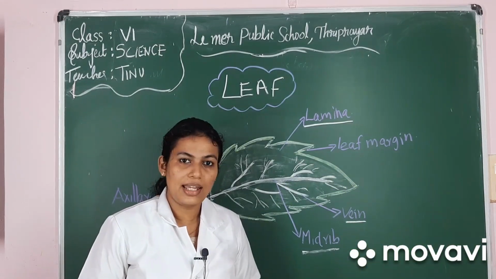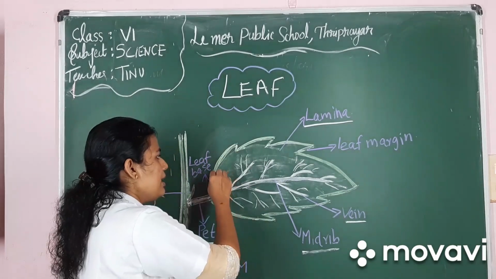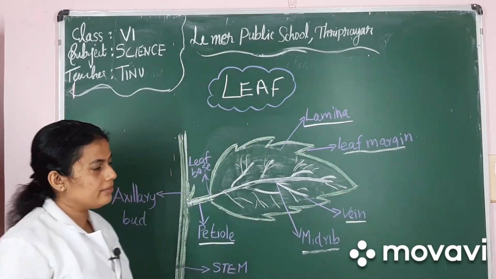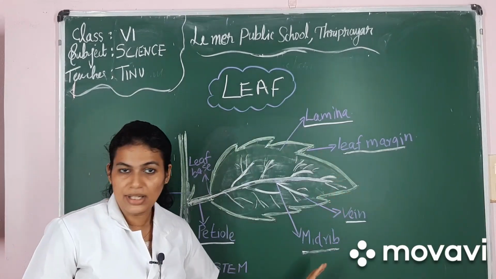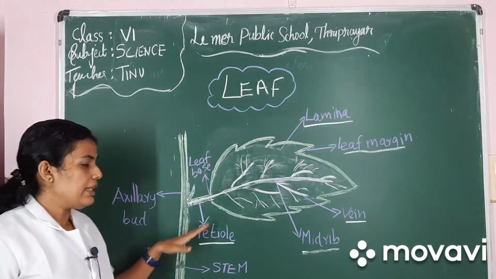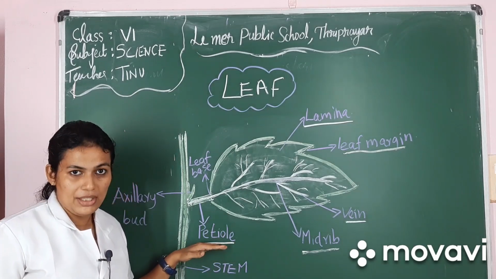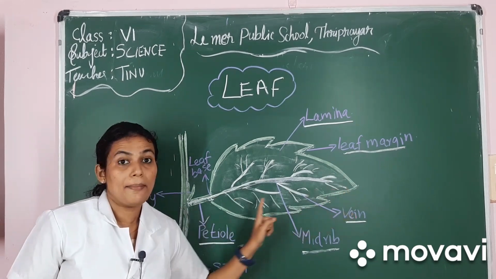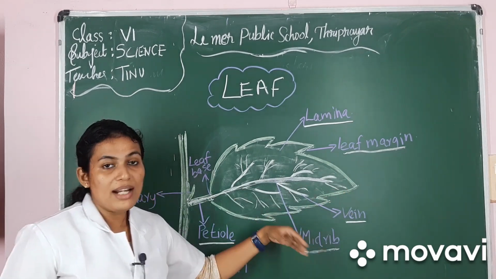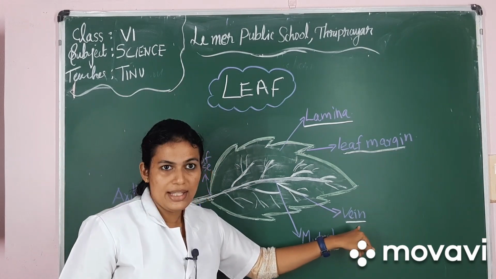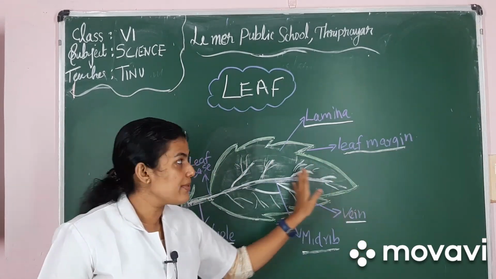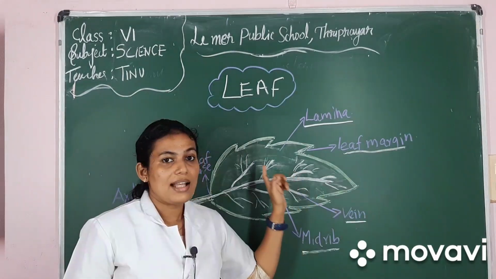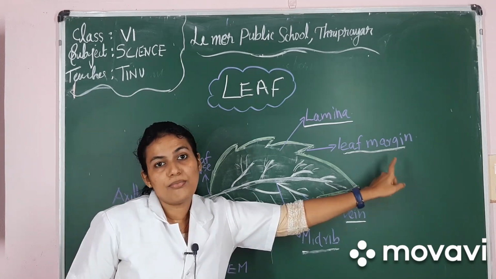Certain leaves, like the leaf of hibiscus, have leaf margins. These margins are the border of the leaf. So this is all about the parts of leaves. The leaf is attached to the stem by the petiole, and the petiole extends as the midrib. The midrib divides into a network of veins. The thin flat region of the leaf is called the lamina. The leaf arises from the leaf base, and certain leaves have leaf margins.